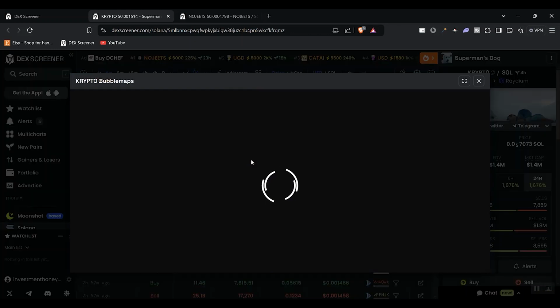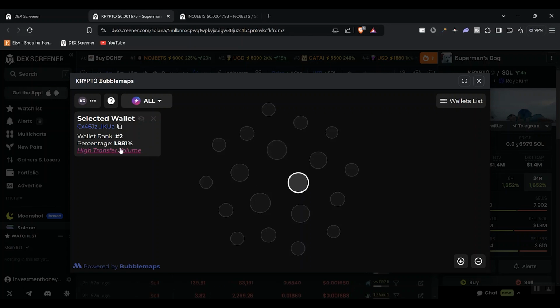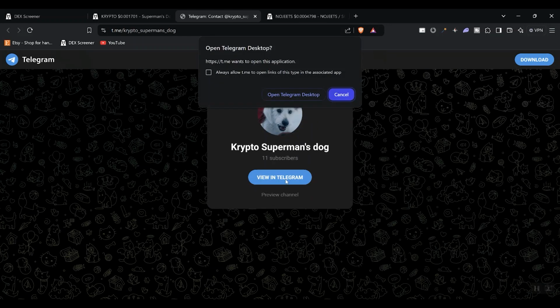So remember, bubble maps, it does take a little minute to load. So here we go. The bubble maps actually looks pretty good. It looks like small wallets, and maybe they've got a max in terms of how many tokens you can buy, which is always helpful. So yeah, under 2%, so I don't see any clusters looking at the map, so this looks pretty good. All right, and then let's also take a look at what's going on in their community.